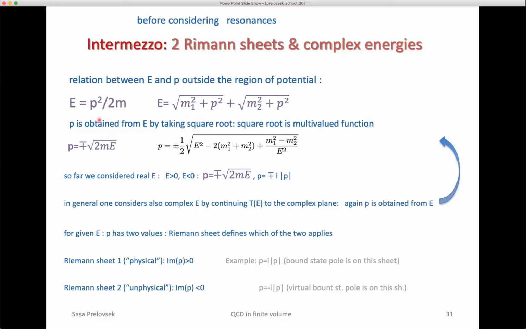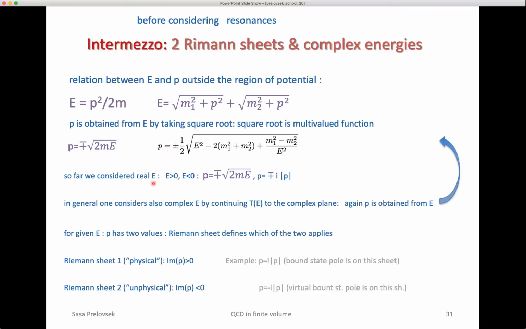In non-relativistic quantum mechanics, we have this relation between energy and momentum. In relativistic, it is this. Now if you have a specific energy, how do you get a momentum? In this case, it's plus or minus this. The problem is that the square root is a multivalued function. You have two solutions, because if you square, either plus or minus, you get the same energy. That's the whole business of these Riemann sheets. So you have two possibilities for momentum.